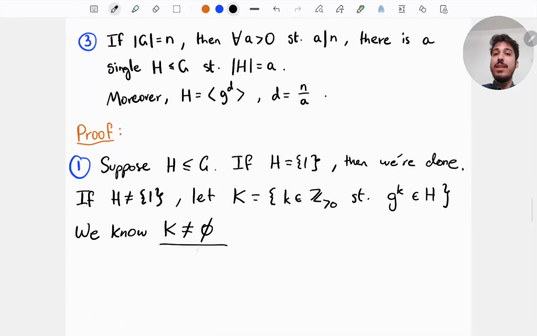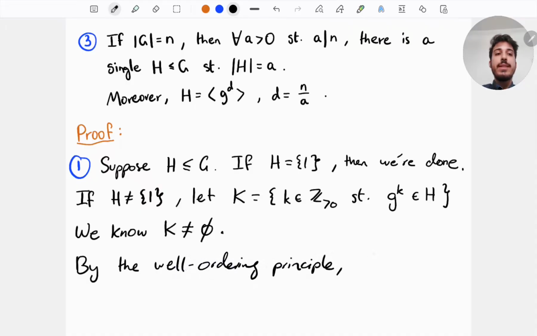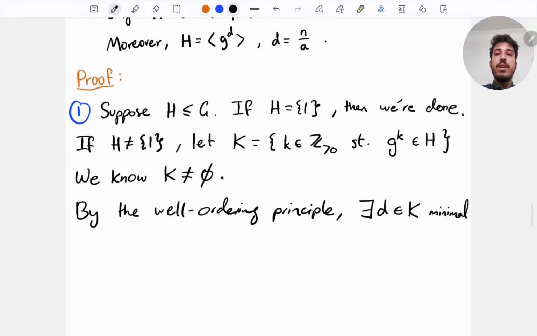So K is non-empty. And now I will tell you another technique of proving things, which is called the well-ordering principle, which says that if the set is non-empty, then we can find the smallest element in the set. So by the well-ordering principle, there exists a minimal d in K, so the smallest integer d in K, because all the integers here are positive, so there has to exist a smallest one.